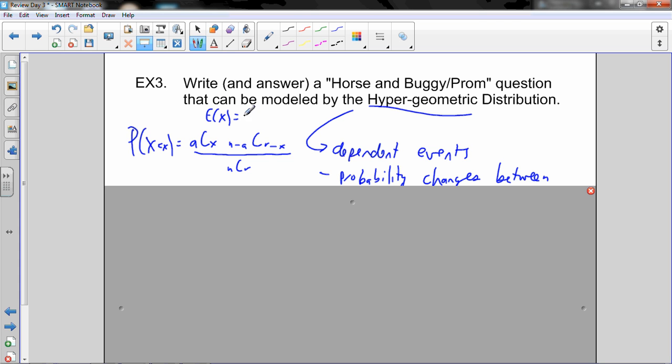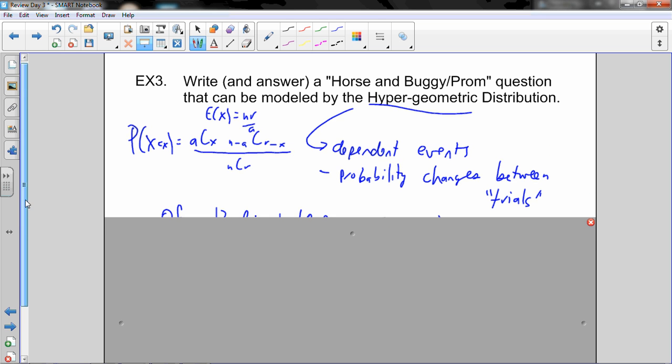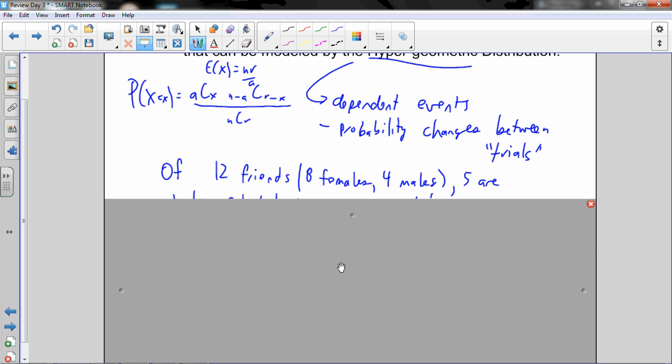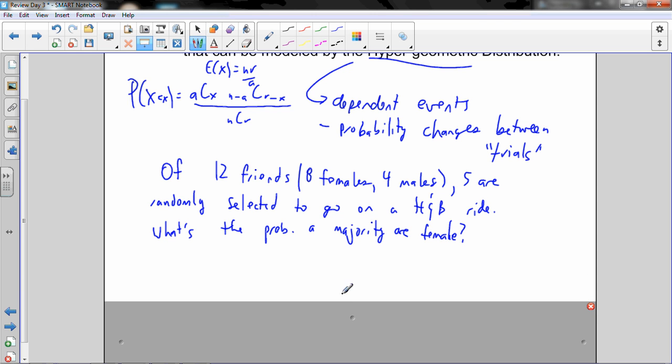Perhaps this one. Remember, hypergeometric is dependent events, and the probability changes between trials. Our situation can't be the same probability from time to time. So here's my example, although lots are possible. We're going to have, of 12 friends, 8 are female, 4 are males, 5 are randomly selected to go on a horse and buggy ride. What's the probability of majority are female?